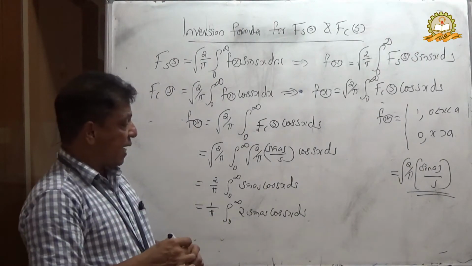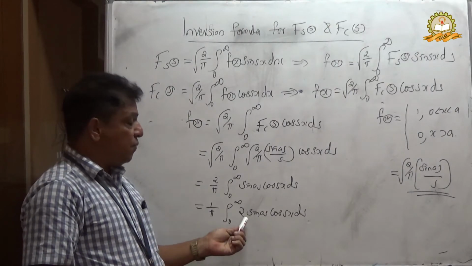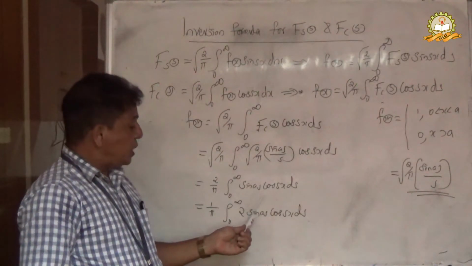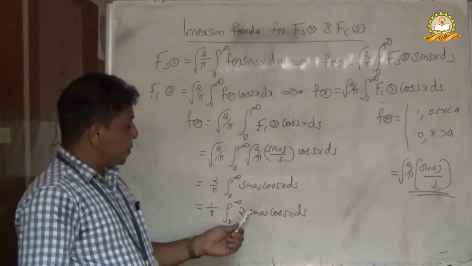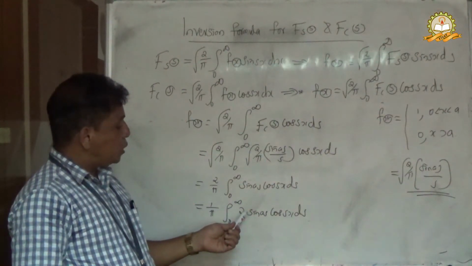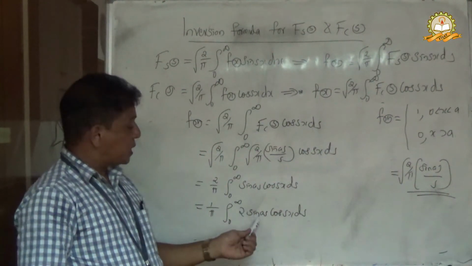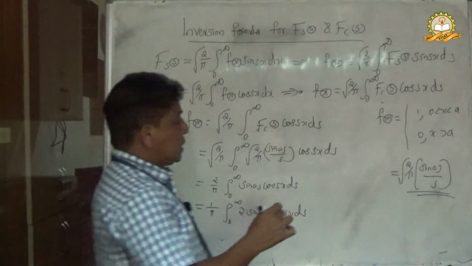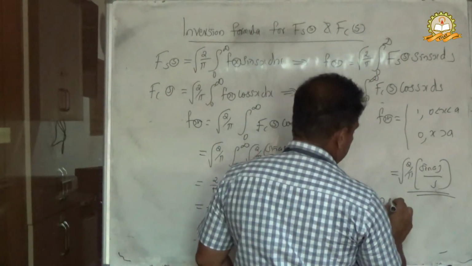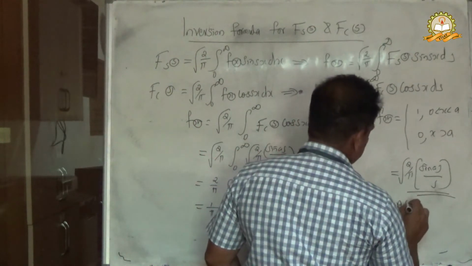2 sin As cos Sx dx. Then we can integrate this function. For integrating this function, the formula is 2 sin A cos B. That is a trigonometrical identity.